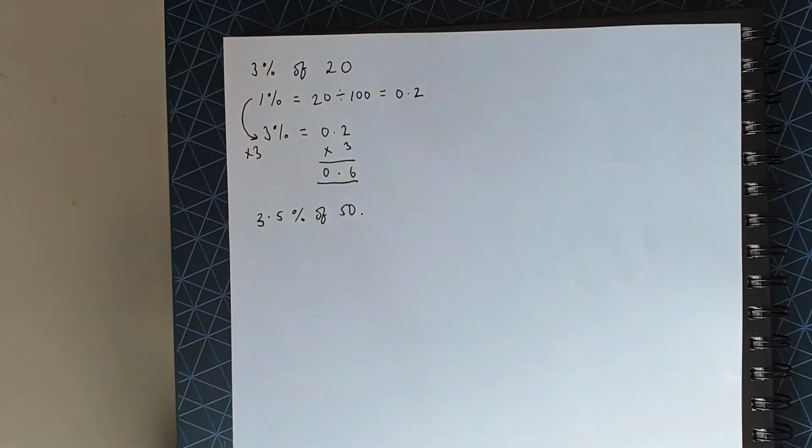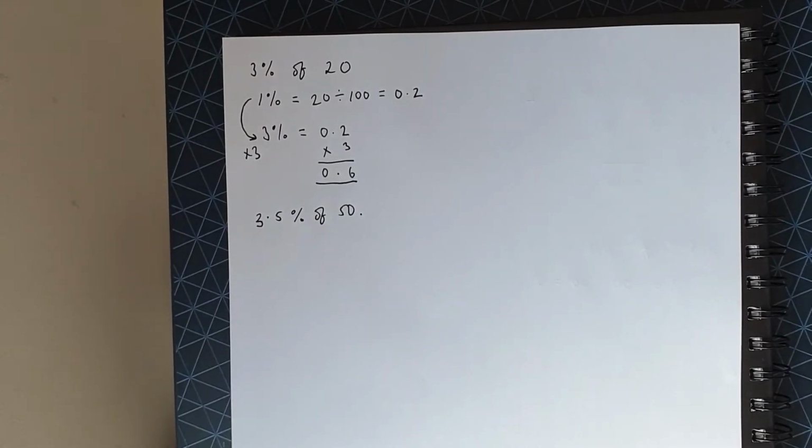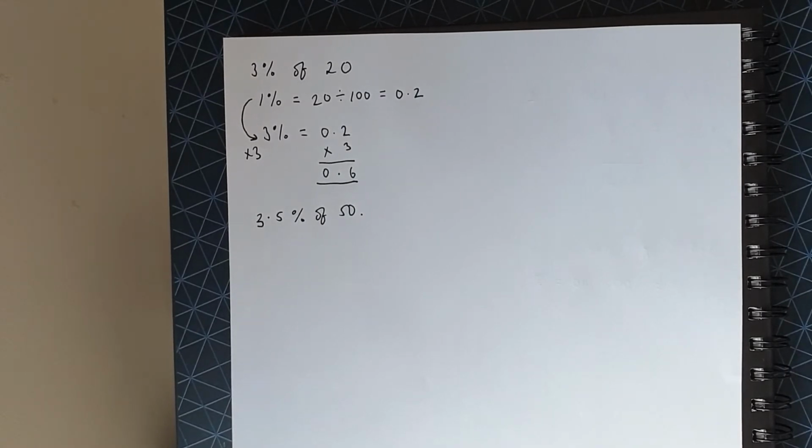And I can apply this method to finding things like 6%. So divide by 100, find 1%. Multiply that by 6, that will get me 6%. 7%, same idea. Divide by 100 to find 1%. Multiply 1% by 7, and that would get you 7%.